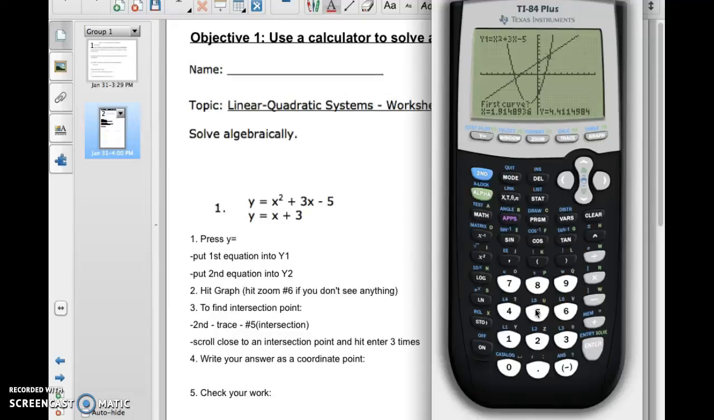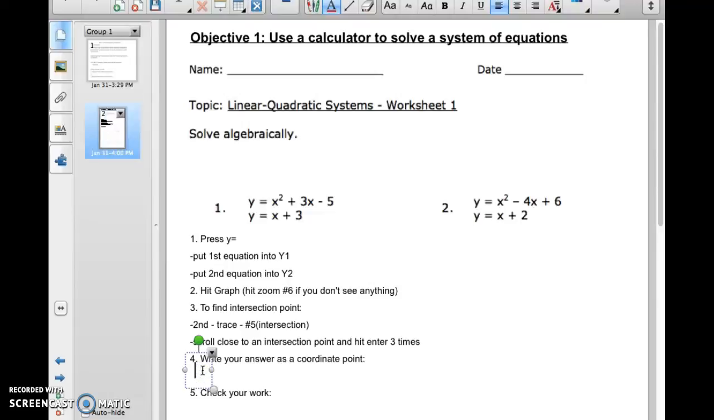I'm going to hit enter for the first curve. Then it asks me for the second curve, so it's on the other line now. I just hit enter near it again. And then for guess, I hit enter one more time. So I hit enter 3 times. That gives me the intersection point of 2 for my x value and 5 for my y value. So I'm going to record that first. I'm going to put it in parentheses and write it as a coordinate point. (2, 5) is my first point of intersection.